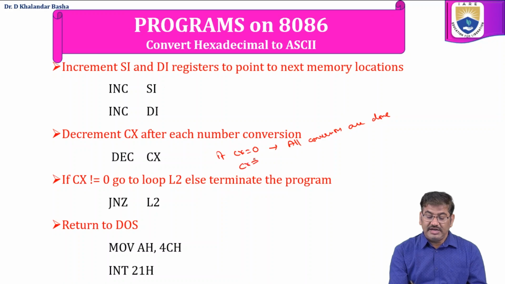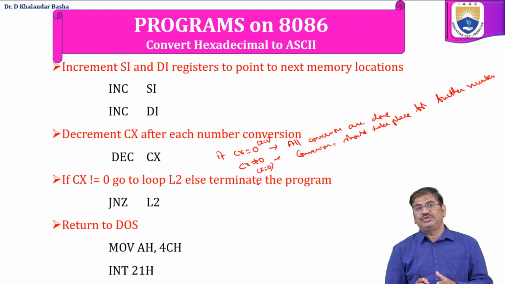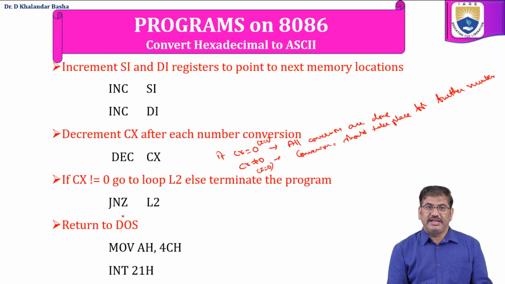Suppose the CX content is non-zero, then conversion should still take place for further numbers. So when the CX content is equal to 0, the zero flag is equal to 1. When CX is non-zero, the zero flag is equal to 0. When the zero flag is 0, it indicates conversion should still take place. So again we go for retrieving the data. For that we will check JNZ L2.